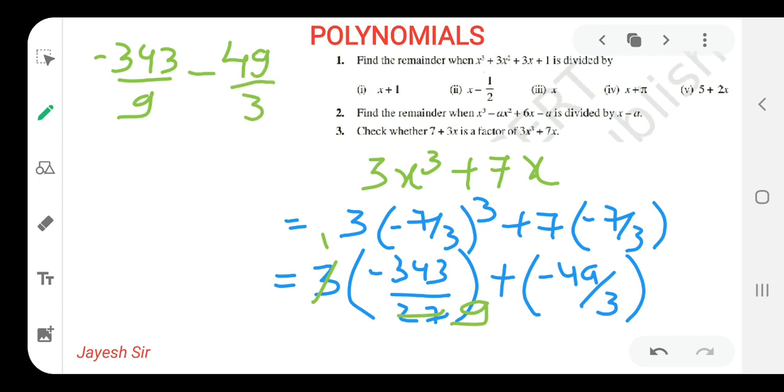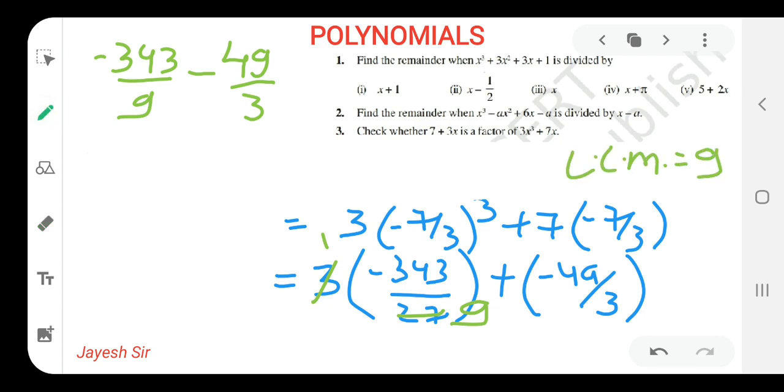Here the denominators are different. So what we are supposed to do is find the LCM. What would the LCM be? The LCM would be 9. You can find it at home, as I have already taught you the method to find the LCM. If you are still facing a problem in finding the LCM, then you can go to my YouTube channel and find the video there about HCF and LCM and get your concept clear. Now the LCM is 9 over here.